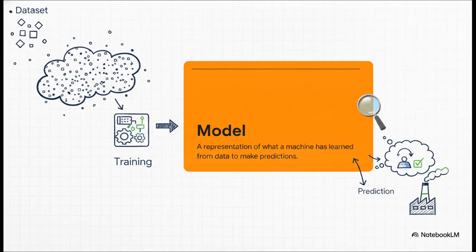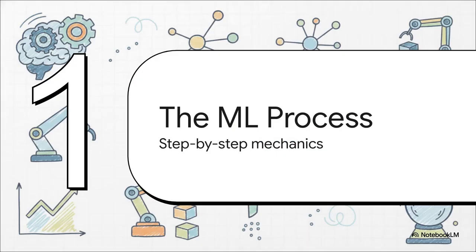Now, to truly grasp all of this, the vocabulary really matters. You start with your data set. Then training is the process of feeding that data into the algorithm. But the absolutely crucial output here is the model. The model is the mathematical representation of what the machine has actually learned. And once that model is trained, you put it to work making predictions, which is a process known in the industry as inference.